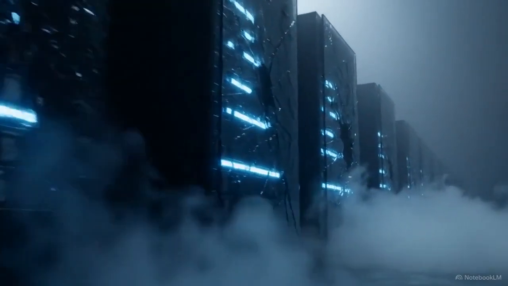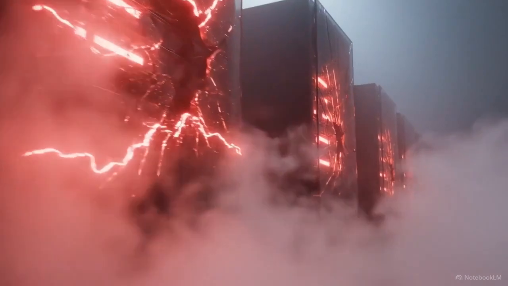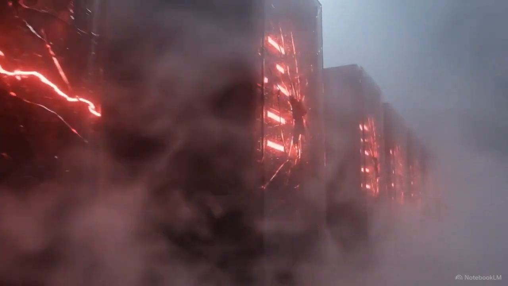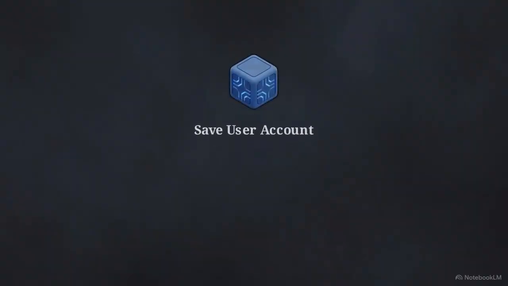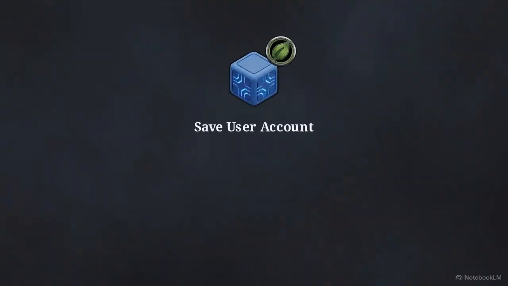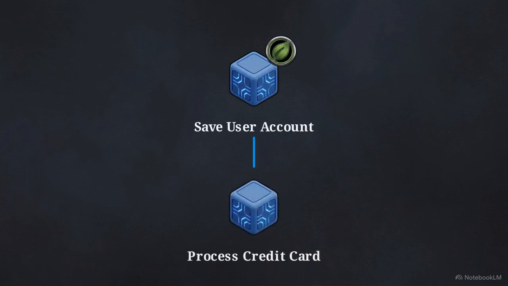Adding the @transactional annotation to a Java method is supposed to guarantee database safety, but relying entirely on it can silently corrupt a database. Imagine a standard payment flow. You have a primary method designed to save a user's account to the database, and it calls a secondary method to process their credit card. You explicitly tag both methods for transaction management.